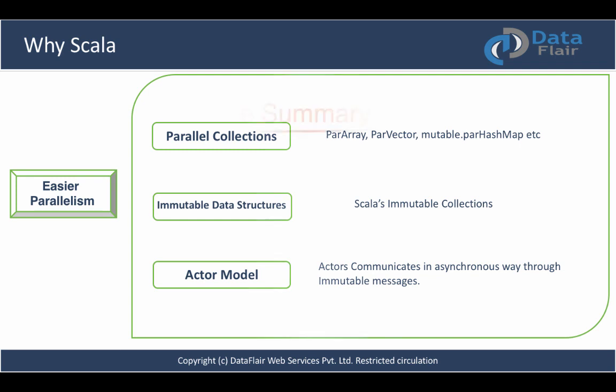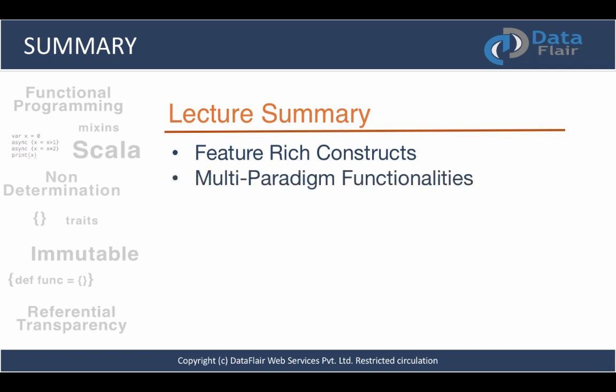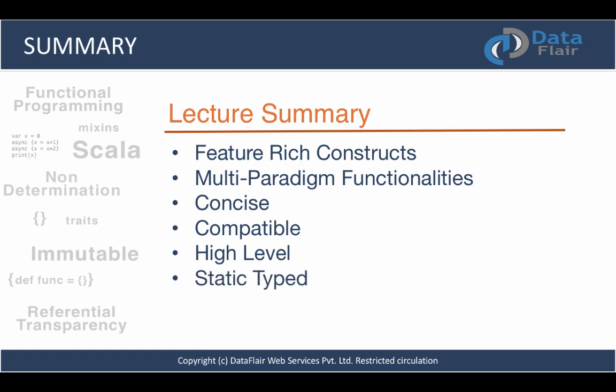So let's summarize what we have learned in this lecture. We started with the reasons that make Scala a cool language. Reasons to choose Scala are its feature-rich constructs and multi-paradigm functionalities. Very few languages have such power and robustness. Scala is one of them, and that's the reason for its popularity. We discussed all those reasons such as compatibility, being high level, statically typed, and so on in our lecture. So that's it for today.